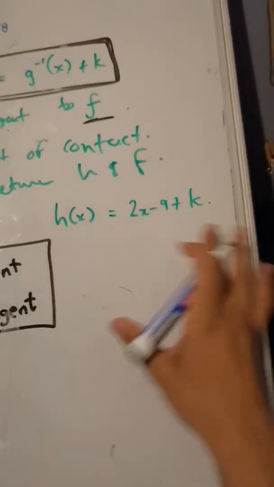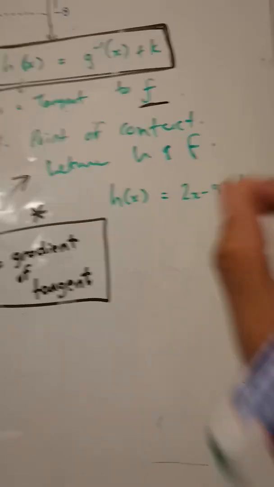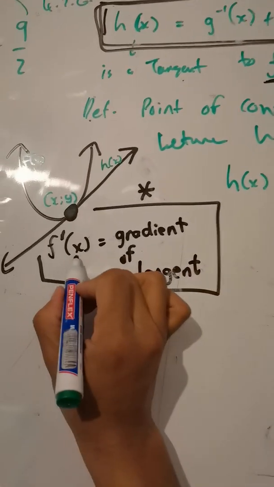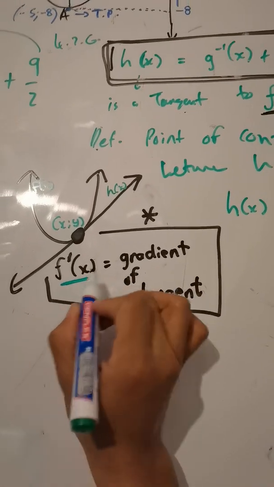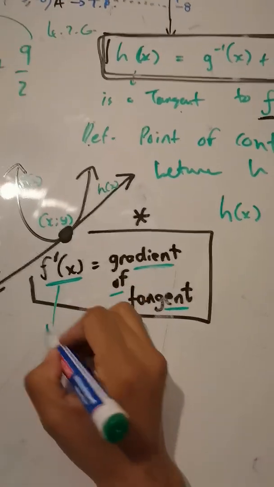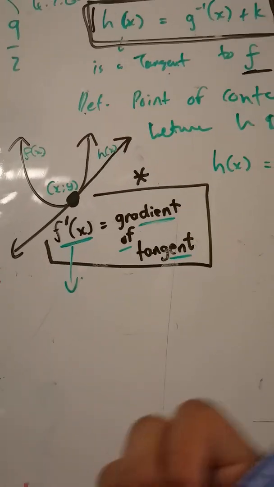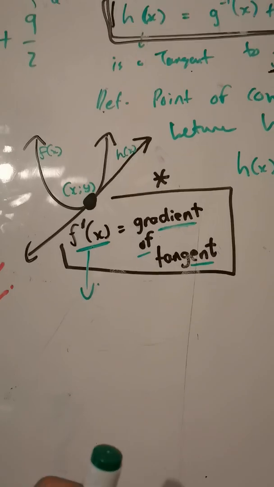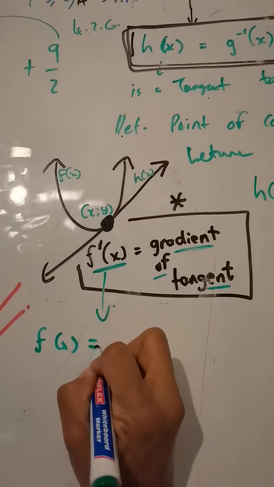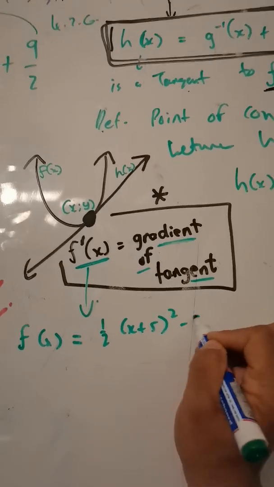I don't know why the k is there. The k is just there because it's there. Don't stress too much about the k. The main thing I want to point out is that the first derivative of the parabola gives you the gradient of the tangent. Now let's get our first derivative of the parabola. We'll see if it's going to help us. Do it. Don't leave this question blank. Please don't leave it blank. So my parabola is f of x is equal to a half x plus 5 squared minus 8.